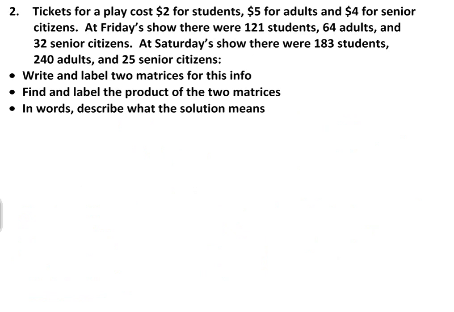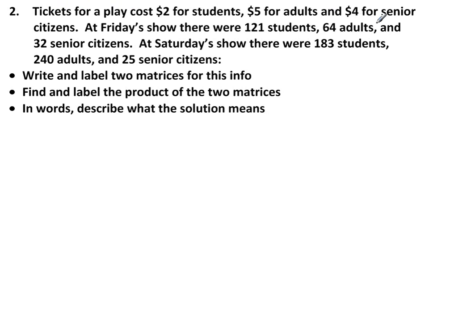We have to do them all by hand. So it says tickets for a play cost $2 for students, $5 for adults, and $4 for senior citizens. At Friday's show, there were 121 students, 64 adults, and 32 senior citizens. At Saturday's show, there were 183 students, 240 adults, and 25 senior citizens. So the first thing we need to do is write and label two matrices for this information.